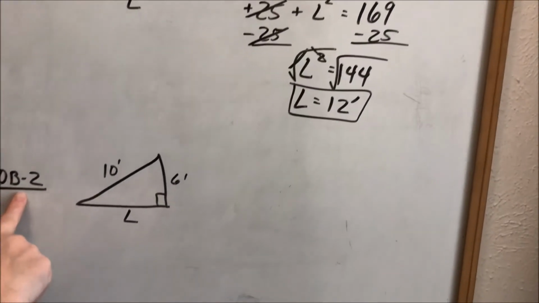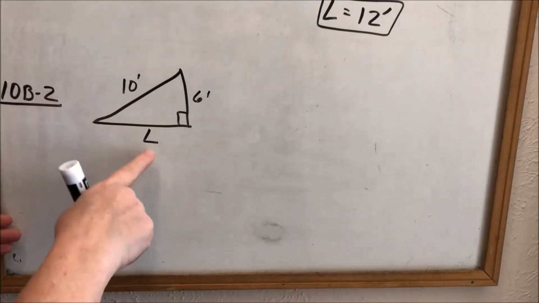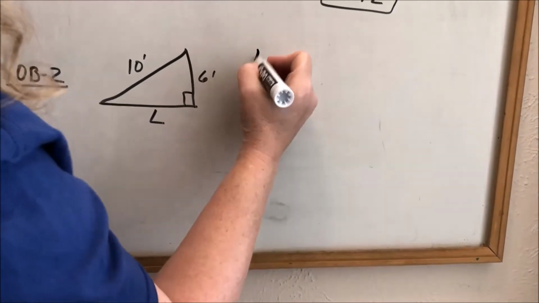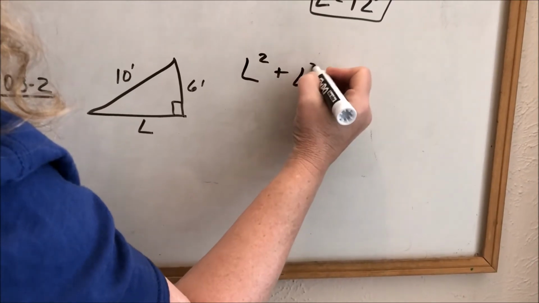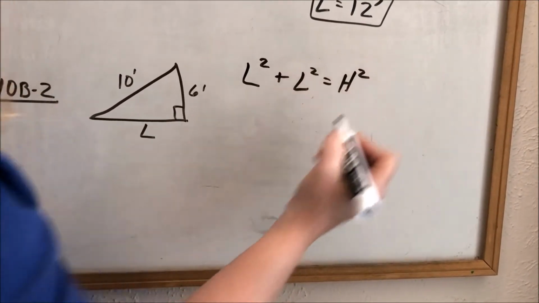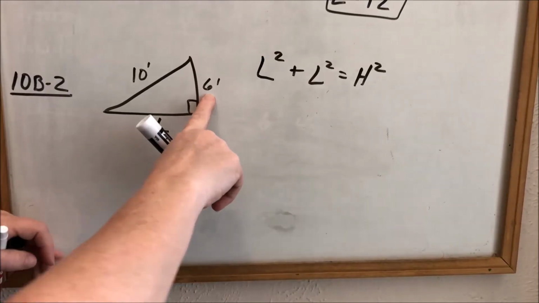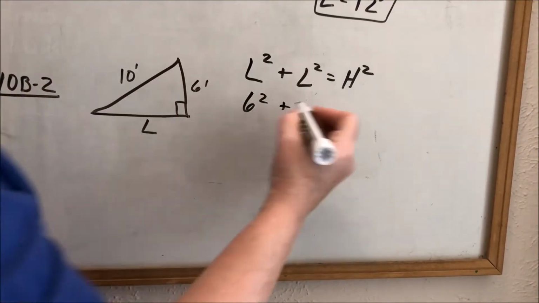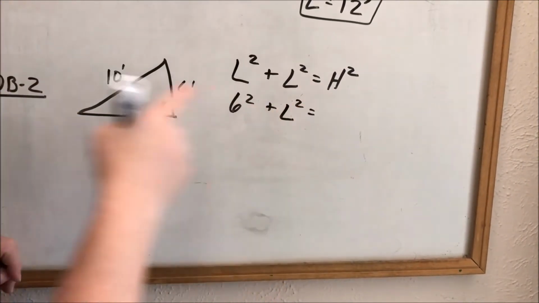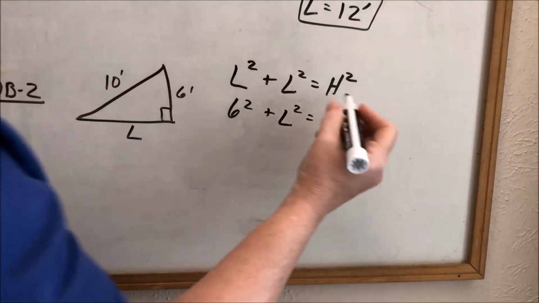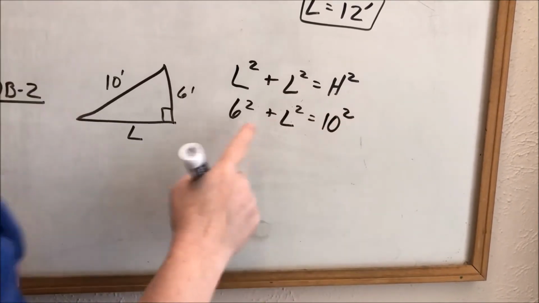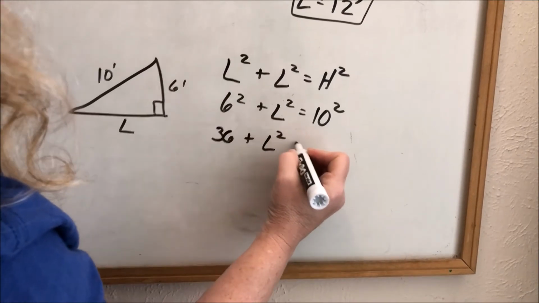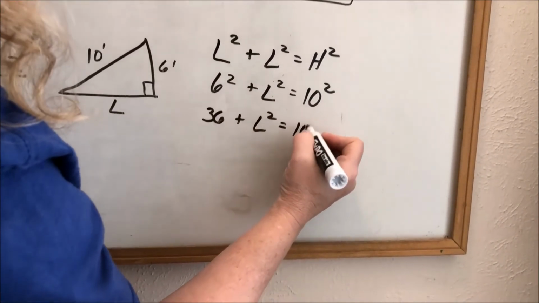Look at 10B number 2. Same thing, solving for a leg. Look at what you're solving for, okay? That way you put everything into your formula correctly. Use Pythagorean theorem because it's a right triangle. So we know one of the legs, 6 squared. We don't know the other leg, so leave it as L squared. And we know the hypotenuse. Hypotenuse is always across from the right angle, 10 squared. 6 squared, 6 times 6, 36. Don't know my leg. 10 squared, 10 times 10, 100.